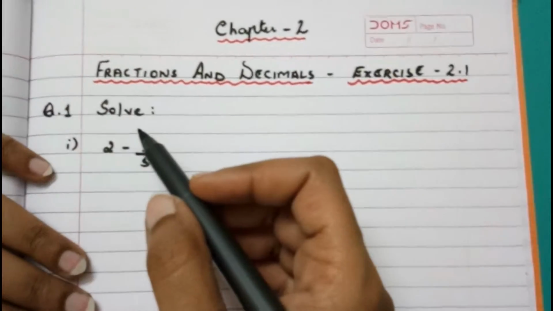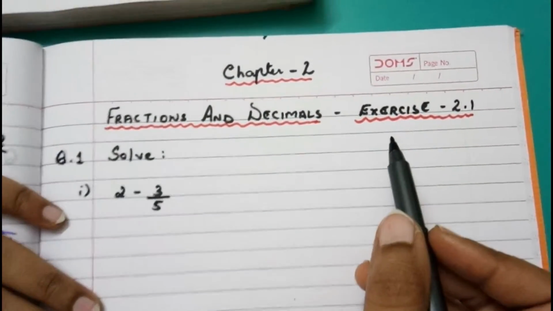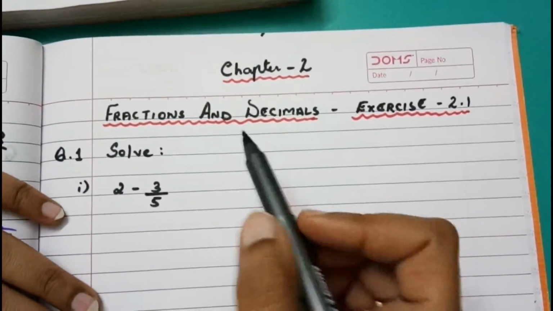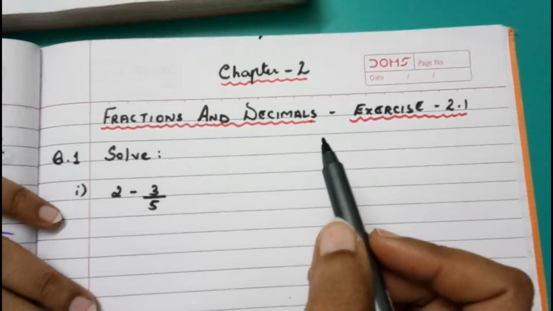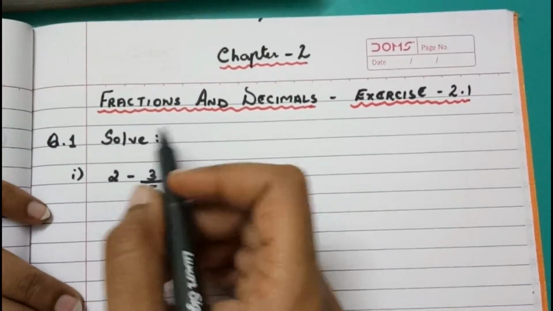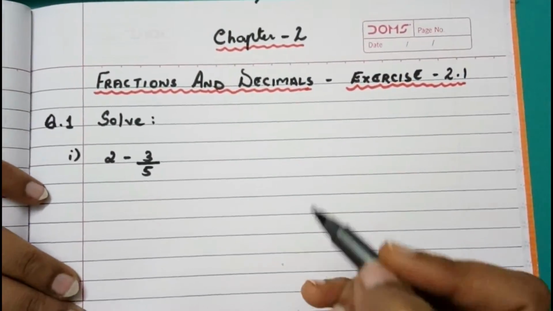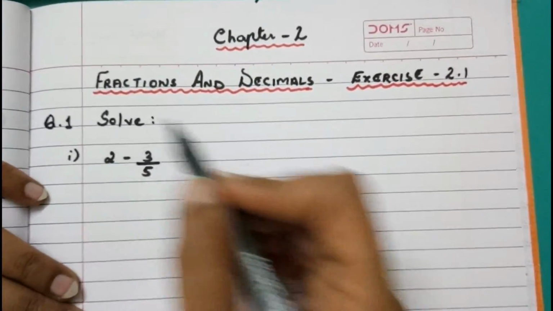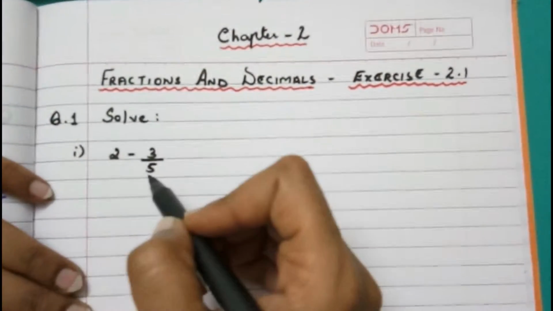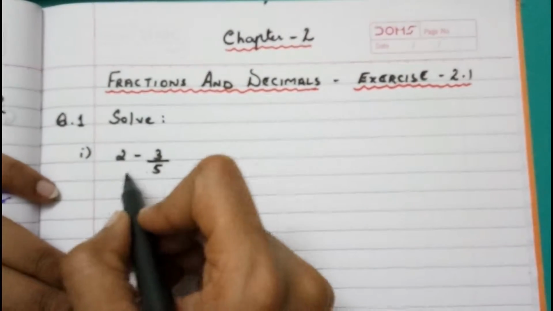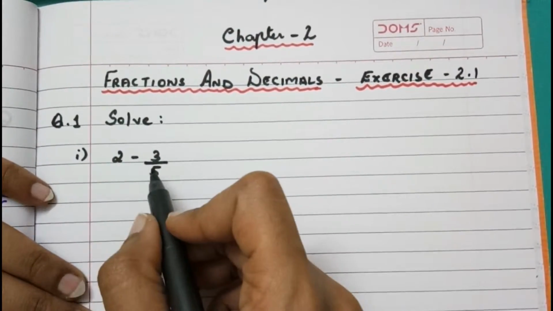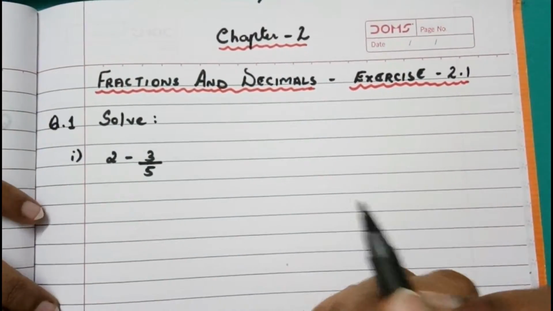Today we'll start with question number 1 of exercise 2.1, chapter 2, that is fractions and decimals. Now question number 1 has 7 sub-questions under that, and we need to solve them one by one. So let's start with the first sub-question. The first sub-question here is 2 minus 3 by 5.